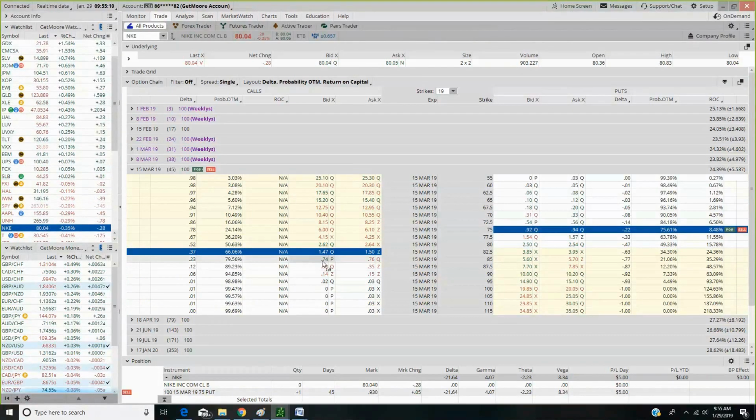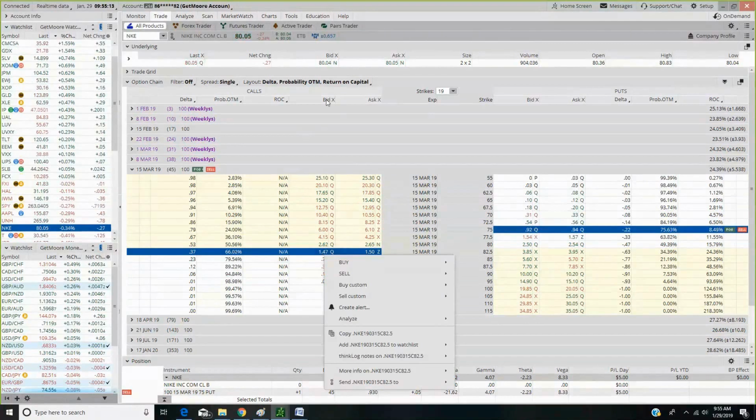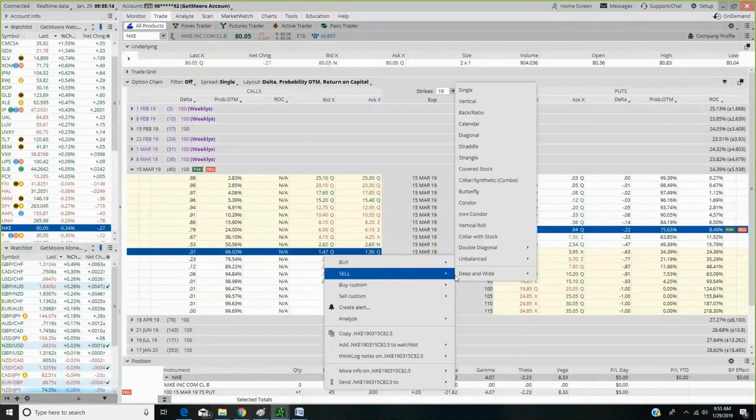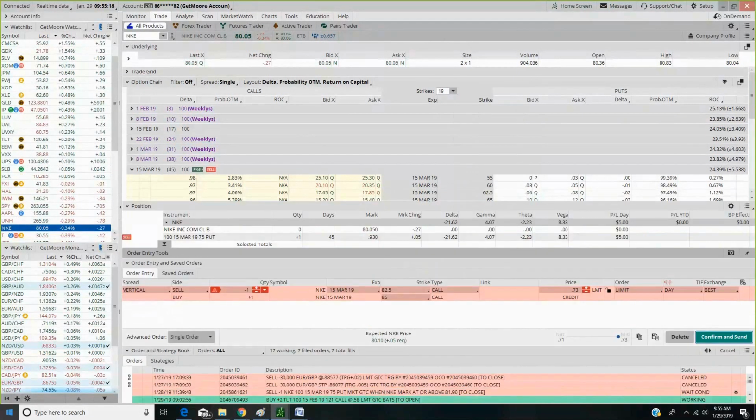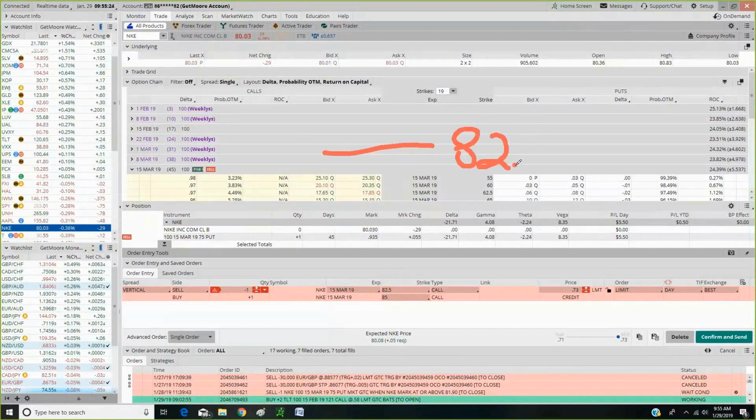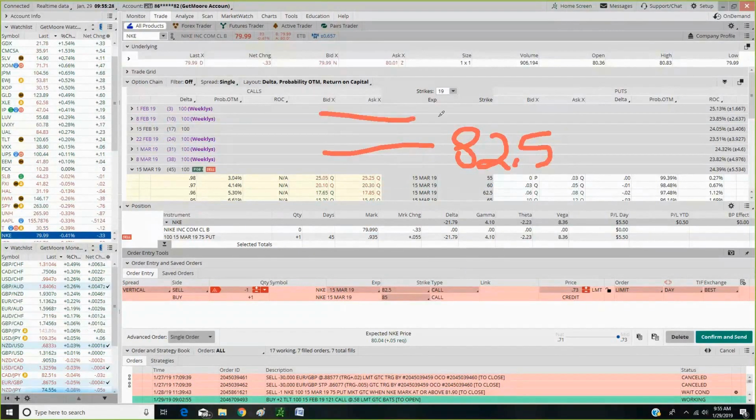Hey, I've got a 66% probability. So I right click on the sell, go to the bid, sell, vertical. Right? So we're selling the 82.5 and we're buying the 85. So this way, if it goes up and we lose on our short, we have protection. Okay? These give you defined risk.